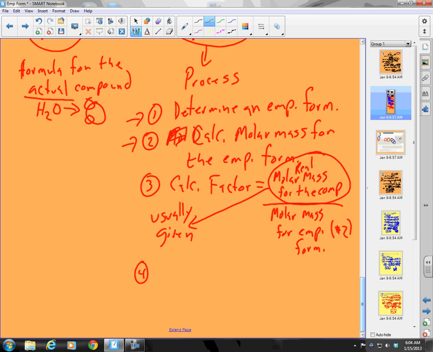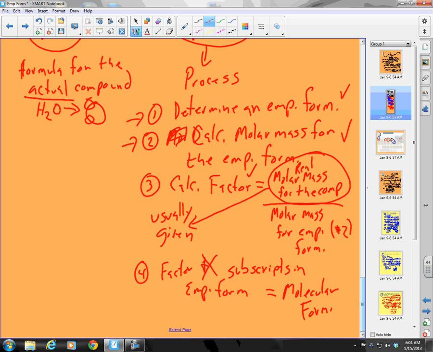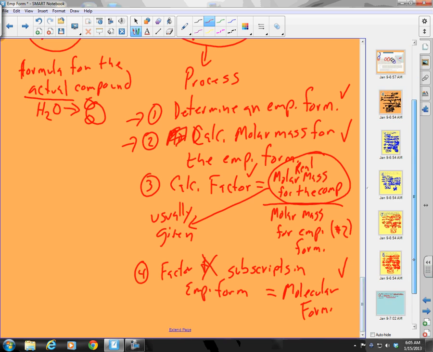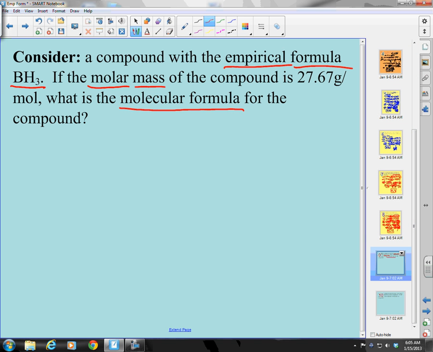Good. And then what do we do? We're going to take the factor and multiply it times the subscripts in the empirical formula. And that'll give us our molecular formula. It's really a piece of cake. This is easy. You ready? Think you got it? Determine the empirical formula, the molar mass for the empirical formula, calculate our factor, and then multiply by the subscripts. Here we go. Empirical formula: BH3.